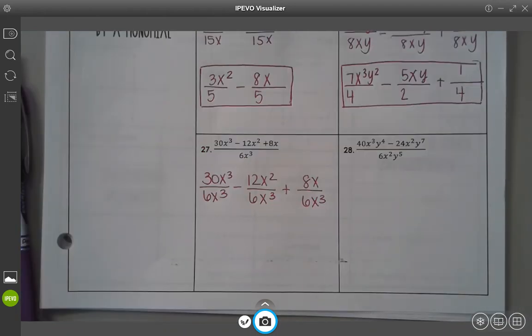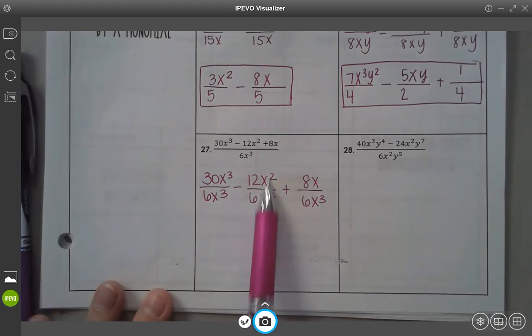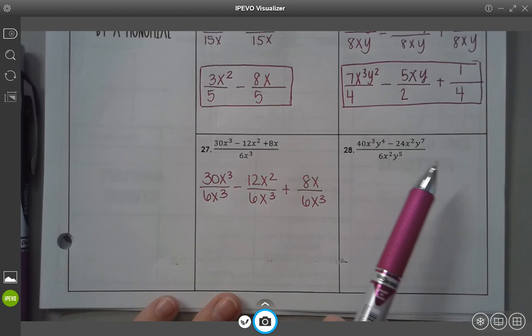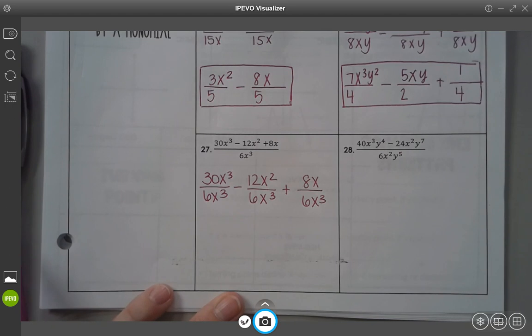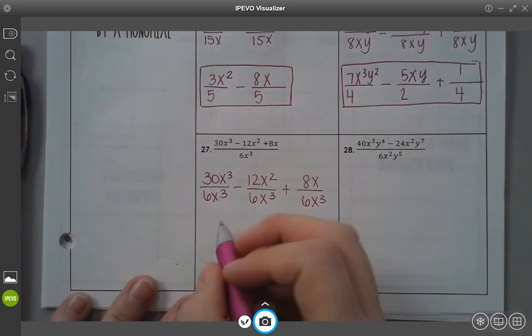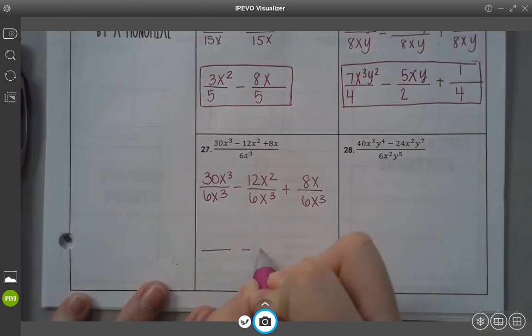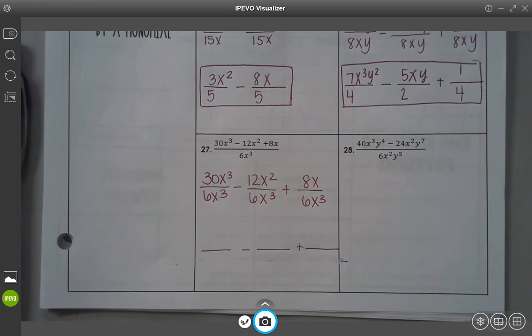So in number 27, this should be your first step, writing them all as individual fractions. And then you need to simplify each one. So keep working on that.